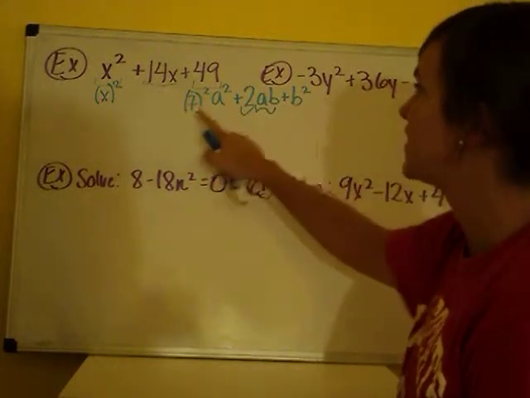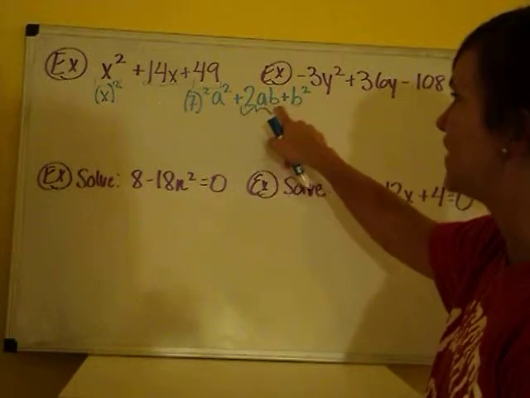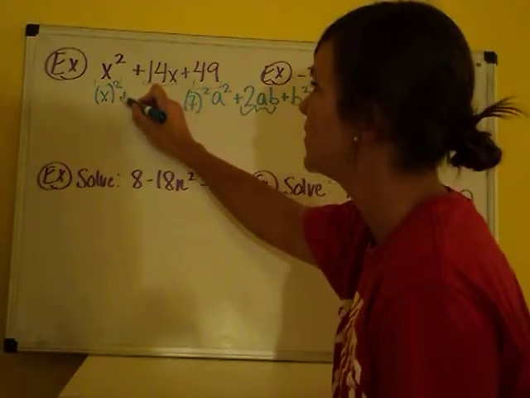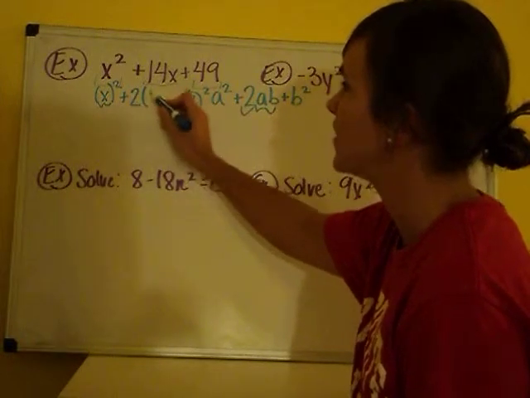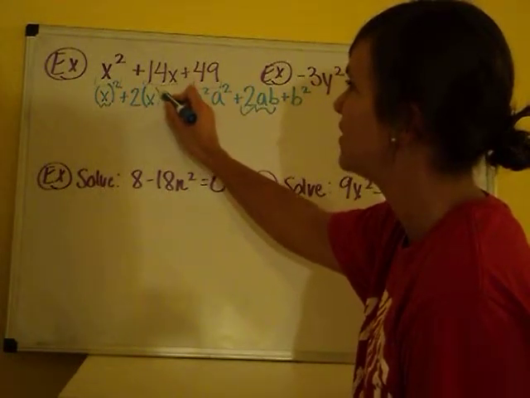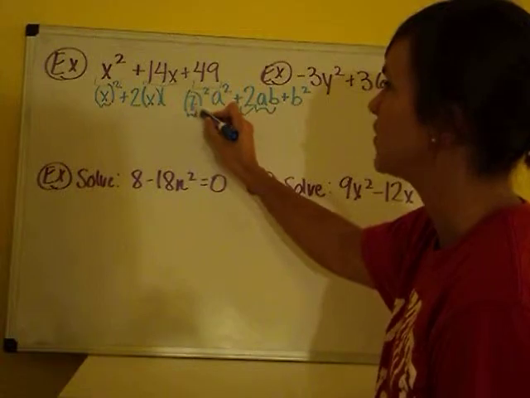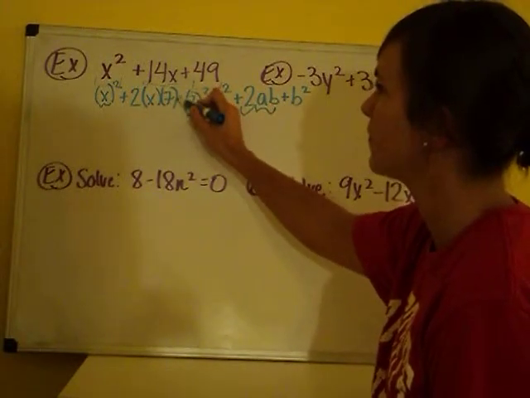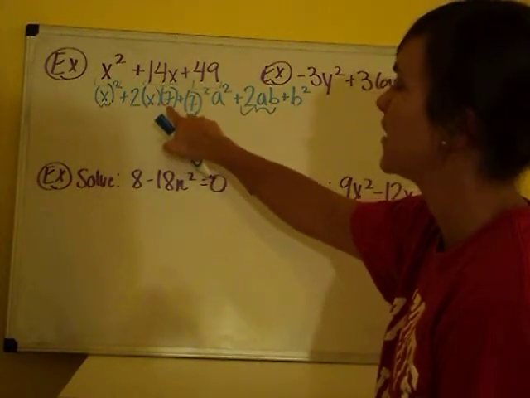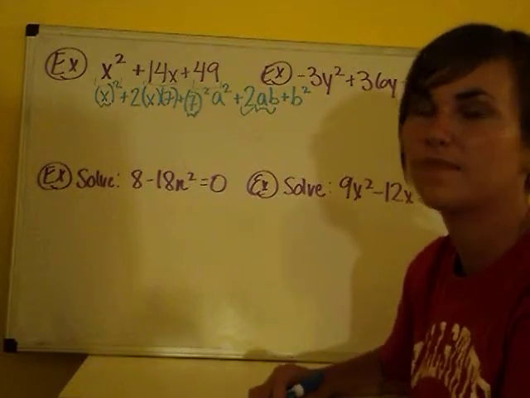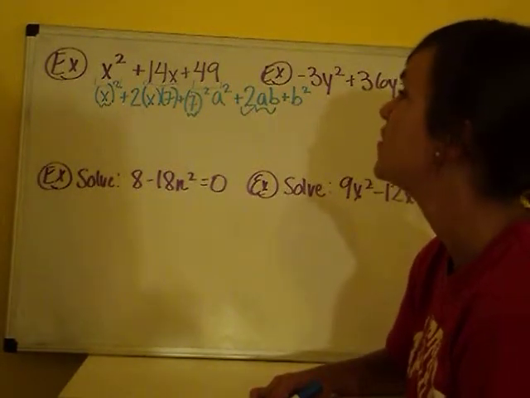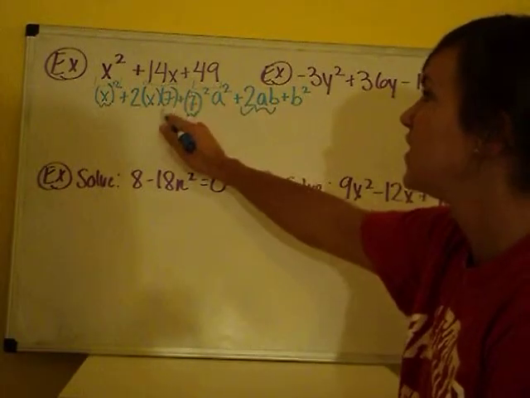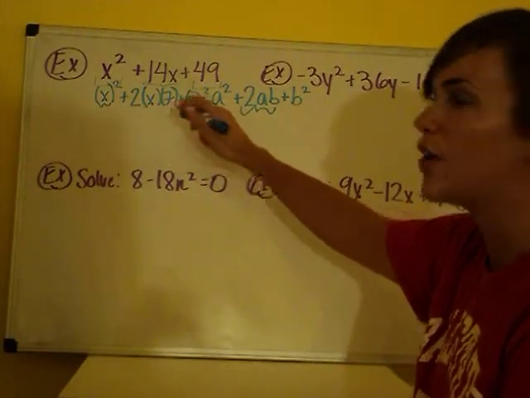Is 14x the same thing as 2 times a times b? So, is it going to be the same thing as 2 times my a, which I've just selected as x, times my b, which I've just figured out is 7? Does 2 times x times 7 equal 14x? 2 times 7 is 14, times x is 14x. So yes, it does. So here, this proves that this is a perfect square trinomial.